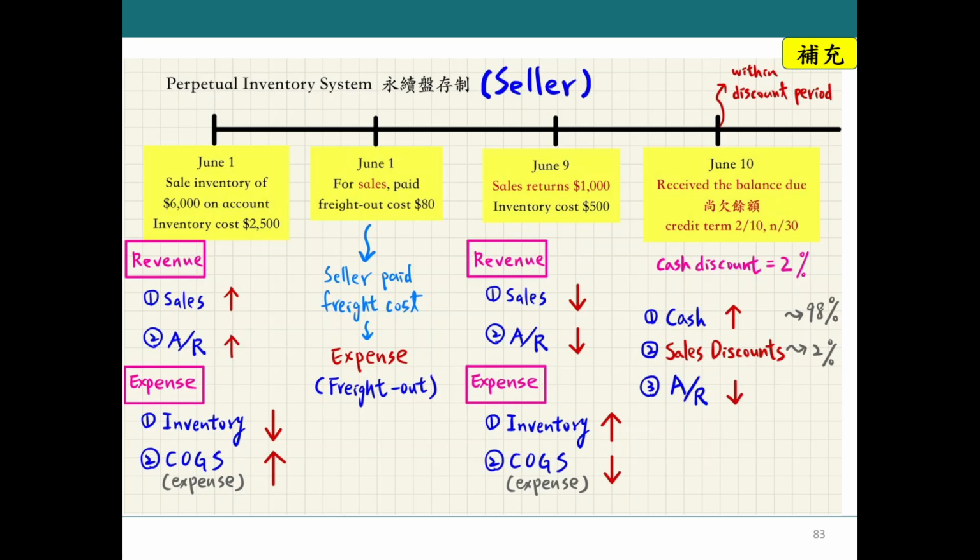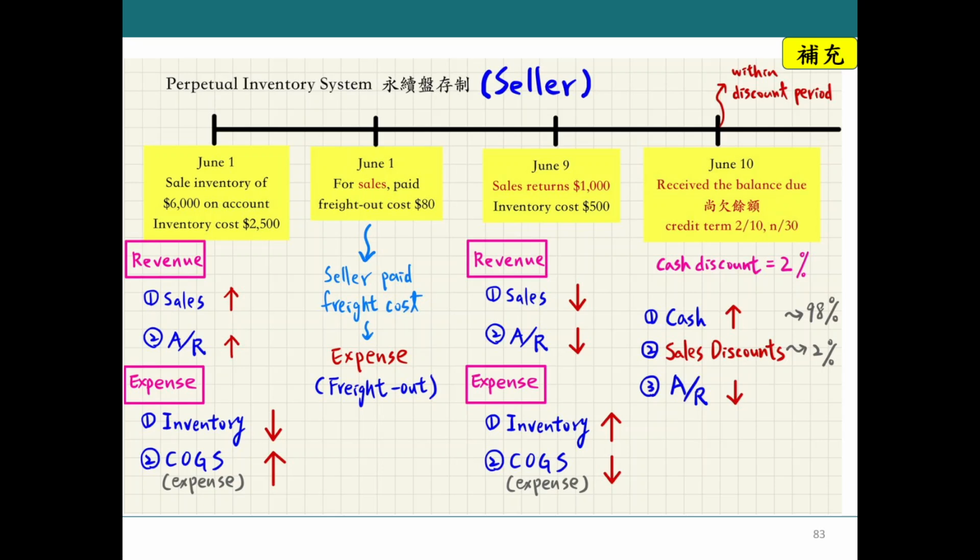How about the last event? The last event is whether the customer pays the money back to you within the discount period, right? Okay. So the customer pays the money back to you. They don't owe you money anymore. Accounts receivable decreases. At the same time, you got the cash. So cash increases 98%. Why? Because they got a 2% discount. So that's why we described that we have a sales discount of 2%. Any questions? So that's for perpetual 永续盘存制.